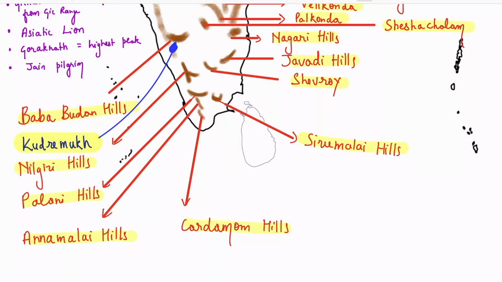Now, if we talk about the Nilgiris, you find this particular thing that there is a kind of separation here in the north of the Nilgiris, and on the south also.